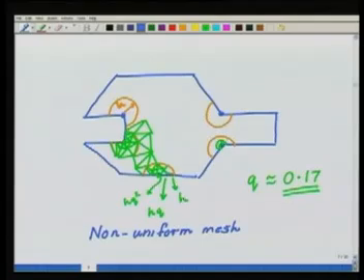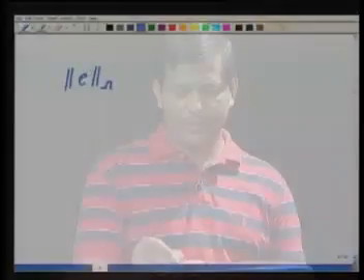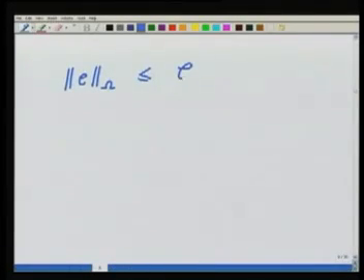Then we can show that in this case, if I take a sufficient number of rings, the energy of the error will now go as C n to the power of minus p by 2, where n is the number of degrees of freedom.